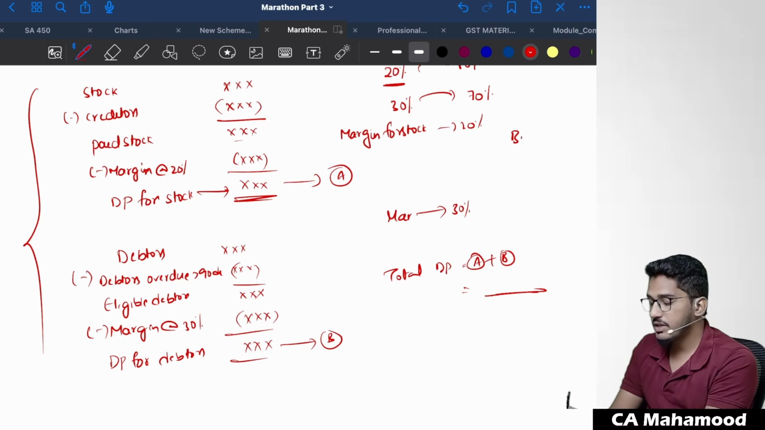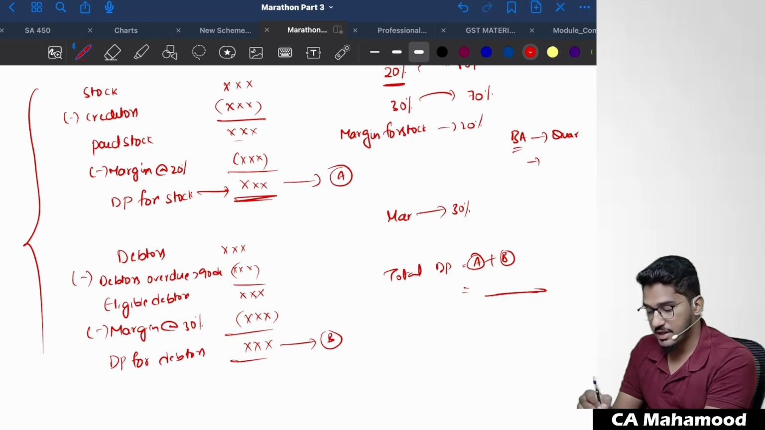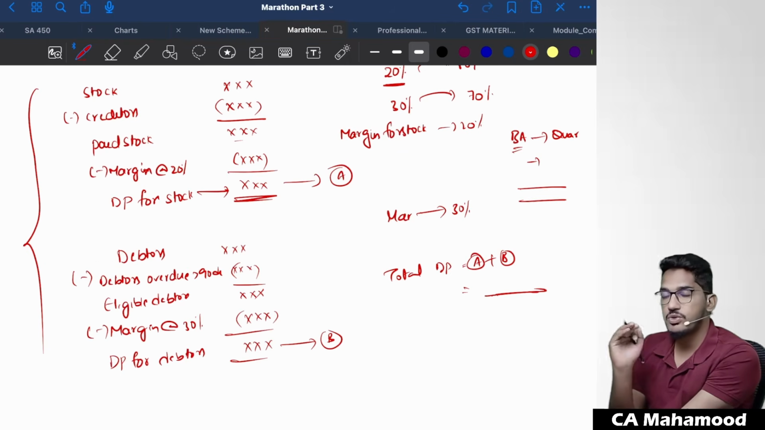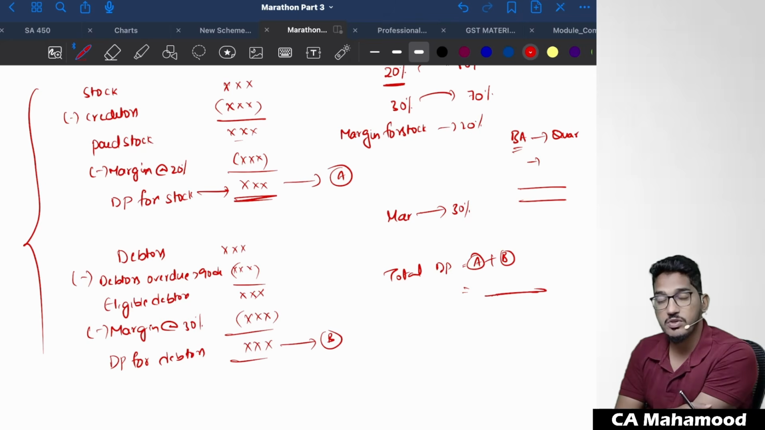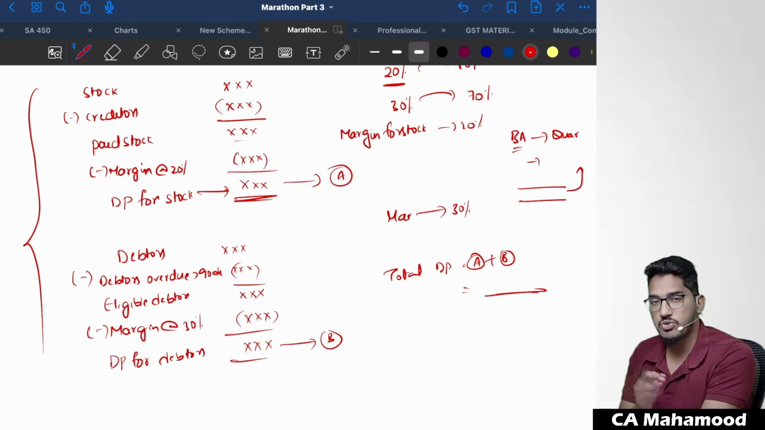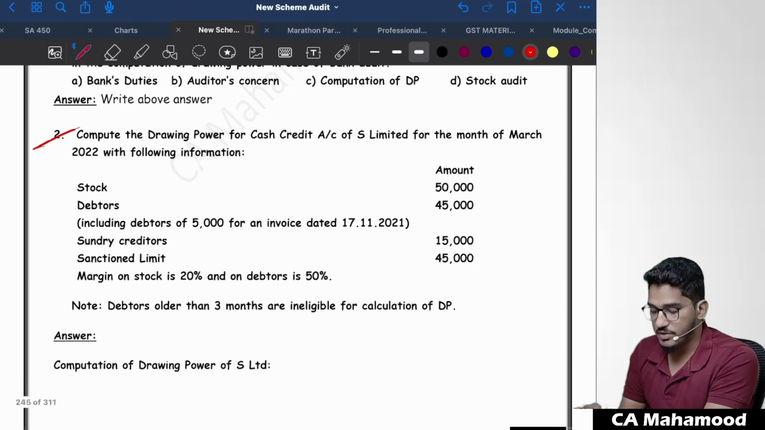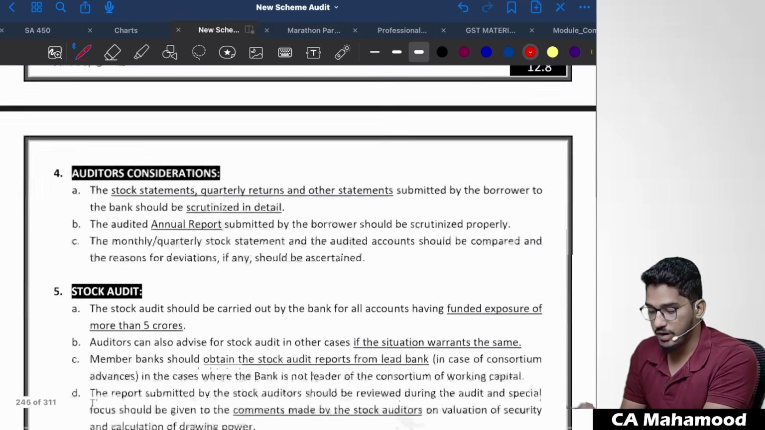So what is the bank's duty with regard to drawing power? They have to get the quarterly stock statement. They have to check that the calculation has been done as per the bank's rules and regulations, and the bank's management should make sure that all the accounts are within the drawing power. No account should go beyond the drawing power. If any account goes beyond the drawing power, that is something going wrong in the organization, and that should be brought to the notice of the head office. So the usage in any account should not go beyond the drawing power or sanctioned limit. These are a few duties which banks have to fulfill regarding drawing power.